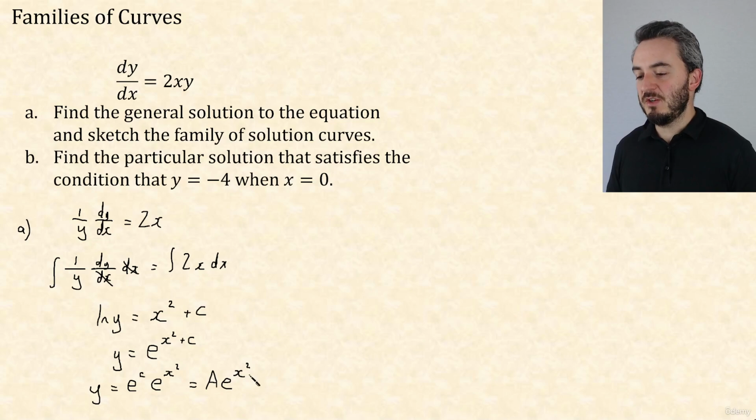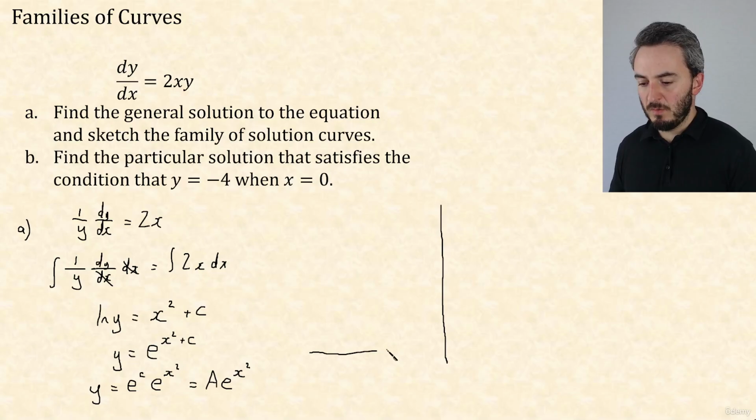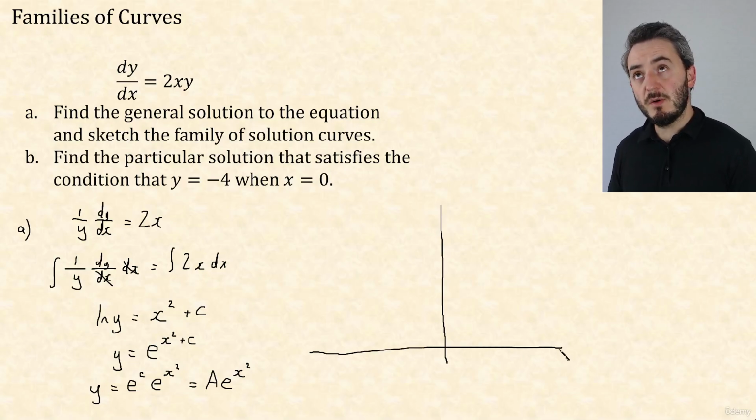Now let's have a go at sketching the family of solution curves. So I'd always start by thinking, what would it be when A is 1? Well, when A equals 1, what have we got? We've got e to the power of x squared. Well, to do this, I'd say, what's the smallest that x squared can be? Well, that's 0, and e to the 0 is 1. So it's going to start here.